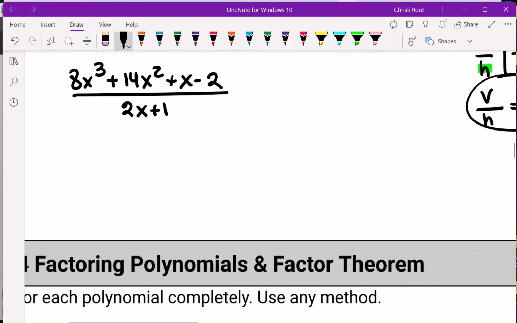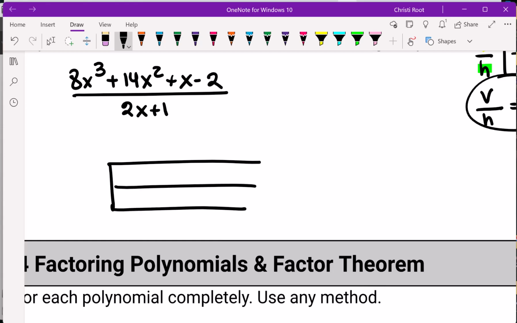So to divide, we are going to create 2 rows. And if I'm dividing, I leave this open. I don't know how many boxes I'm going to use. But I do know that this first category right here is going to be 8x to the third. I'm going to work backwards. That'll be 4x squared, and then I can multiply to be 4x squared. Okay, here's the trick. Next column.